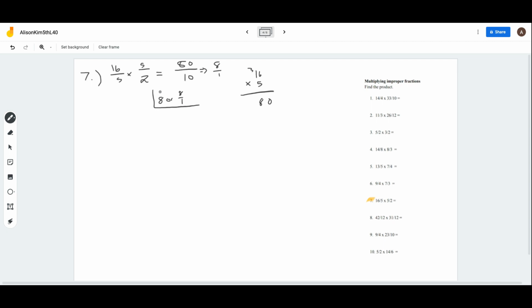For this worksheet, you're multiplying improper fractions, but I think they want you to have the answer in mixed fraction form. So once you're done multiplying across and simplifying, make sure to turn it back into a mixed number.